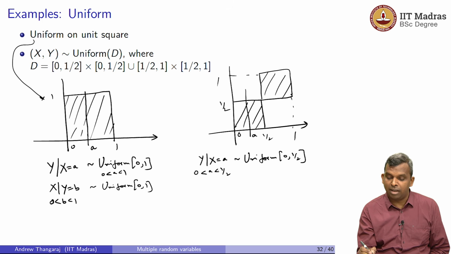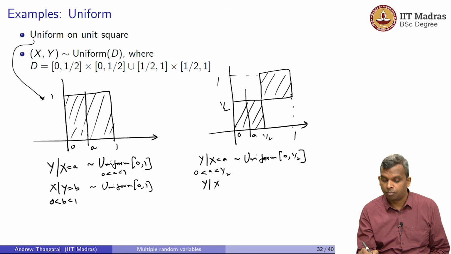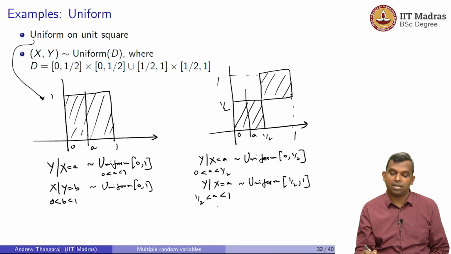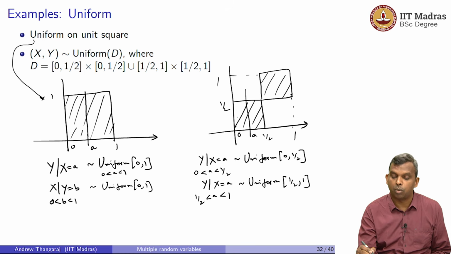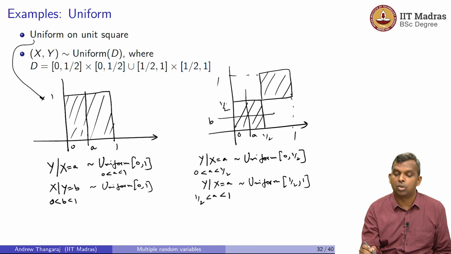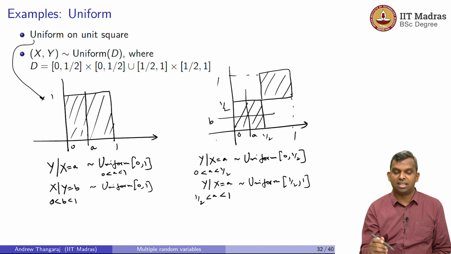Now, if a were to be between half and 1, you will get uniform half comma 1, right? On the support you can see it's going to be uniform. Similar case you can make for x given y equals b. I'm not going to write it down. For y equal to b, for b between 0 and a half, x given y equal to b will be uniform 0 and half. If it goes to half to 1, it will be uniform half comma 1. So, you see the conditional densities, how they work out.